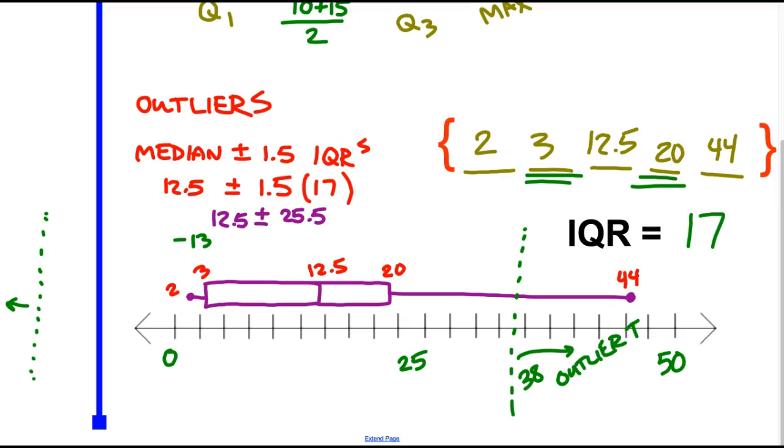Is it 39? No, it's not. It's 12 plus 25 is 37, plus 0.5 is 38. Outlier territory.